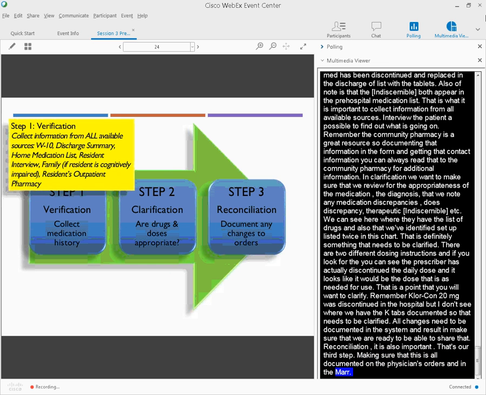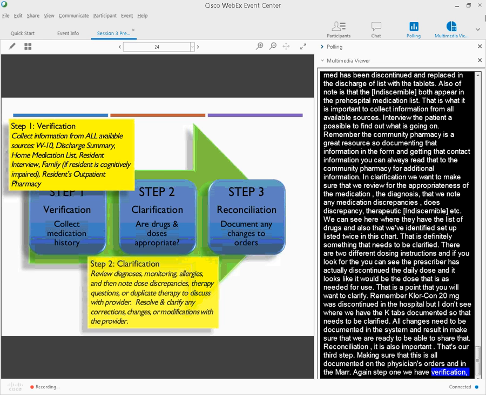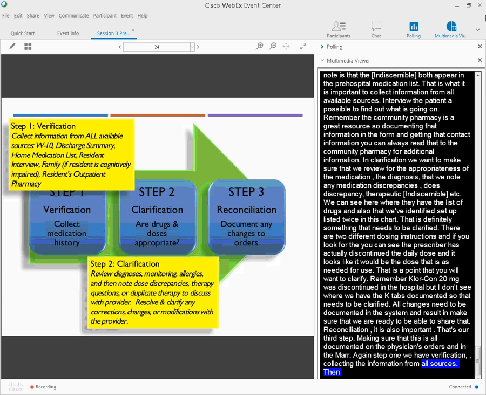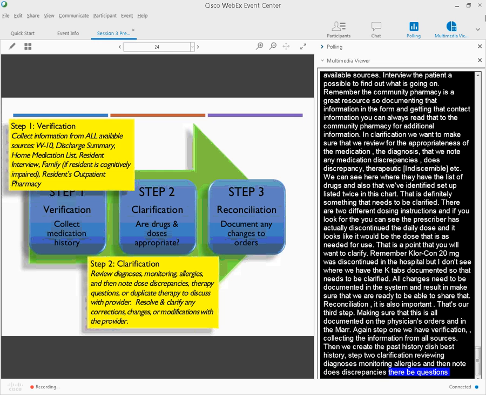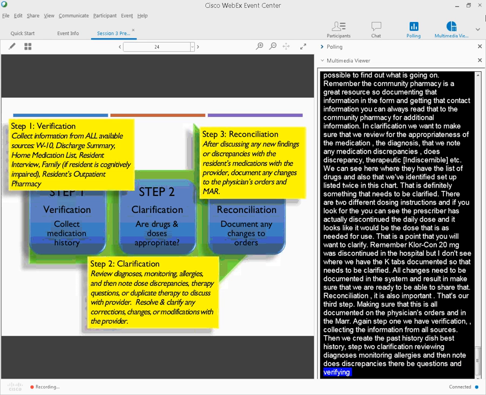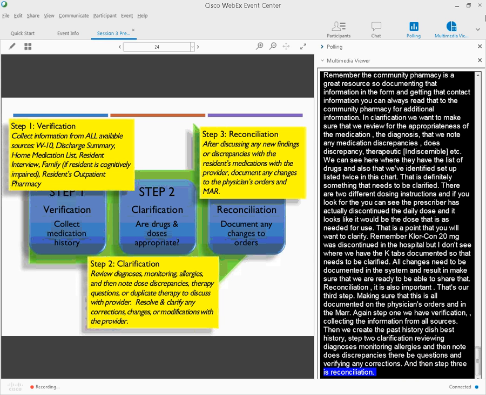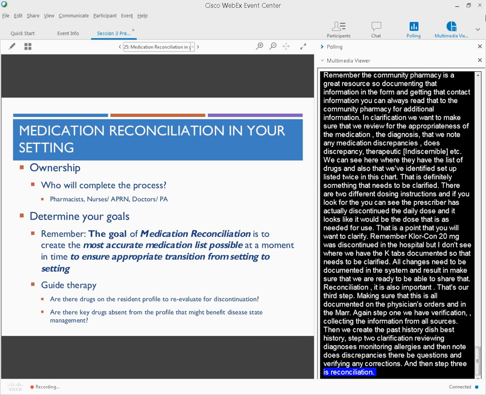So again, step one, we've got verification, collecting all the information that we can from all available sources to actually create the best possible med history. Step two, clarification, reviewing diagnosis, monitoring allergies, and then noting discrepancies, therapy questions, and clarifying any corrections or modifications with the provider. And then step three is reconciliation. After discussing our new findings or discrepancies in the medications with the provider, document any changes to the physician's orders and in the MAR.